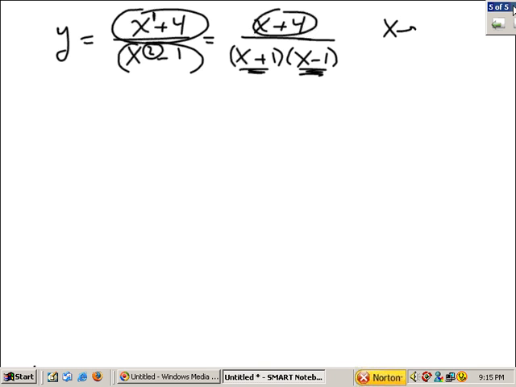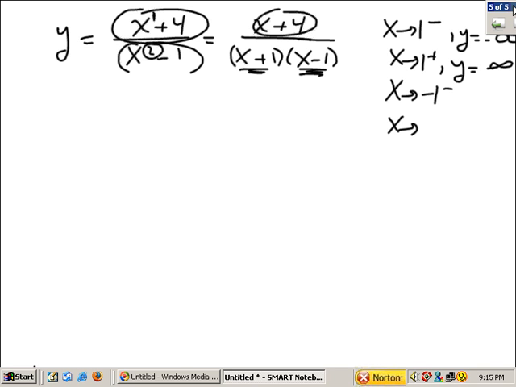We had that when x went to 1 from the left, y goes to negative infinity. x is a little bit more than 1, y was positive infinity. When x approached negative 1 from the left and x approached negative 1 from the right, the values we got were infinity and negative infinity. And the horizontal asymptote is y equals 0. With this information, we can draw our graph.